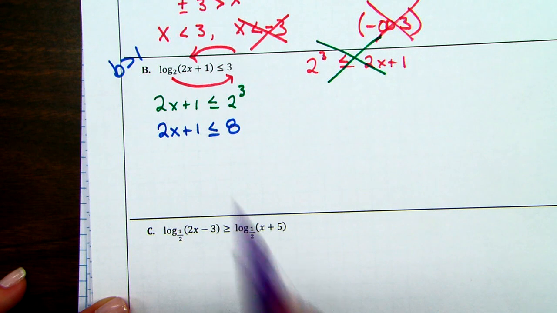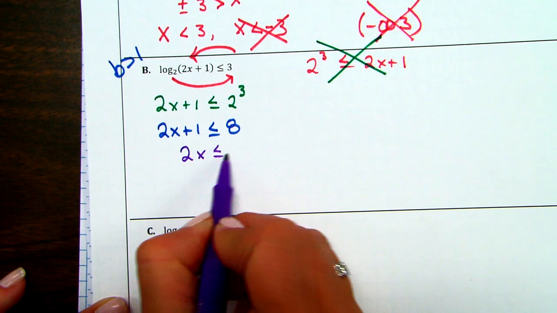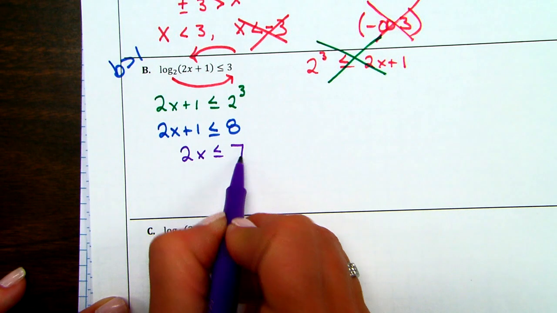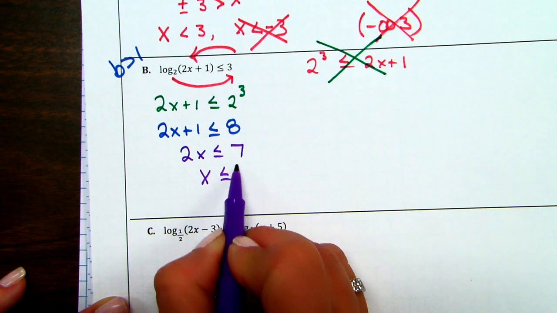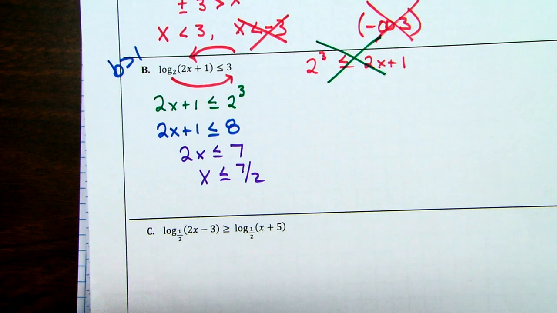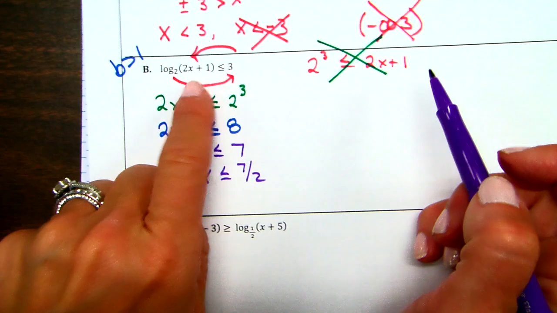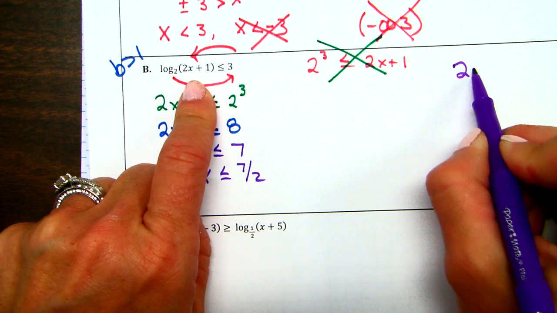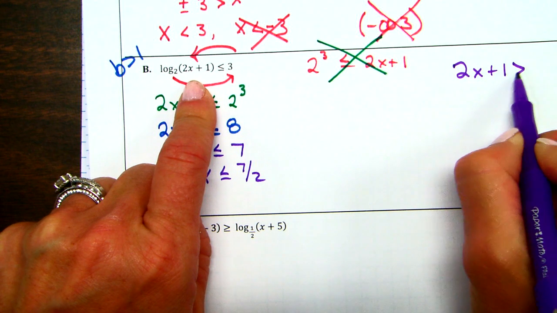Yeah? Okay, subtract 1, get 7. Divide by 2. That's 7 halves or 3.5, whatever you want to write it as. Now don't forget, back to 2x plus 1 up there. It has to be greater than 0.